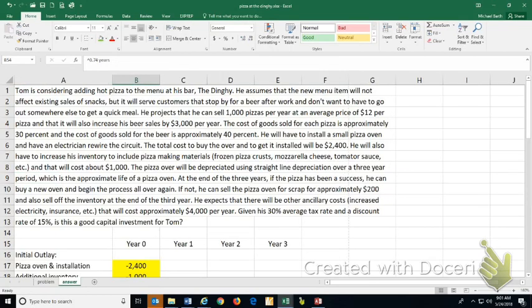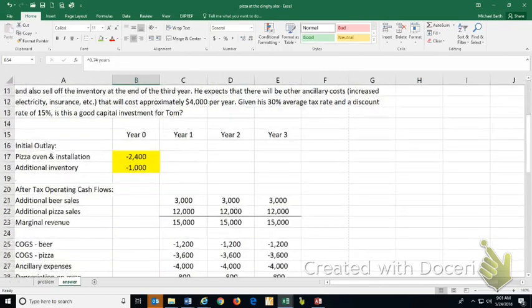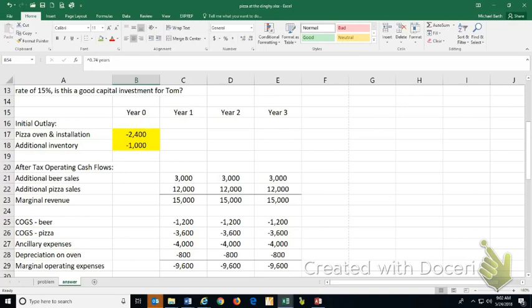And I've already done it, but this is essentially what you do. You forecast out all the cash flows. Now, part of the cash flows are operating cash flows, where he's going to have additional revenue minus the additional expenses. So you're going to get the marginal operating profit. You also want to make sure you get the timing of everything.